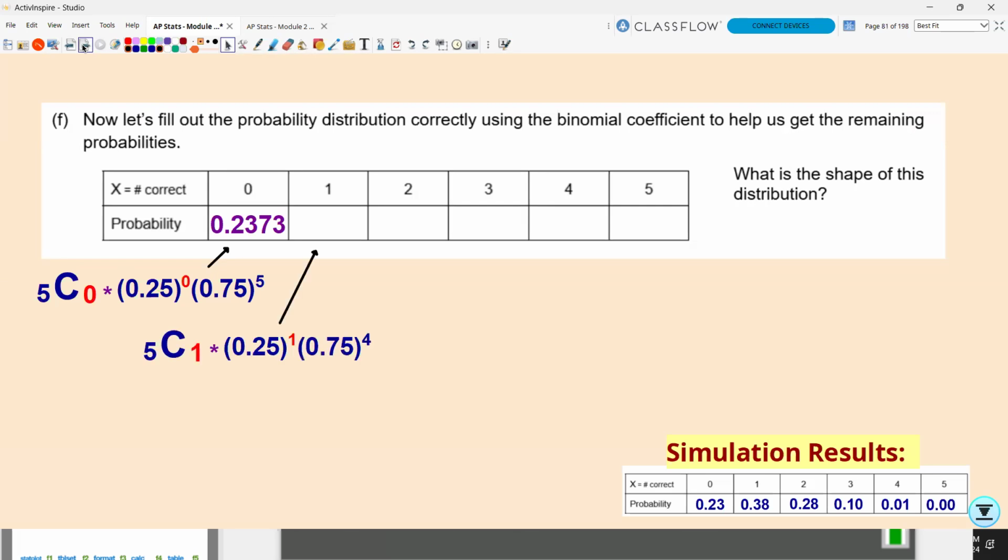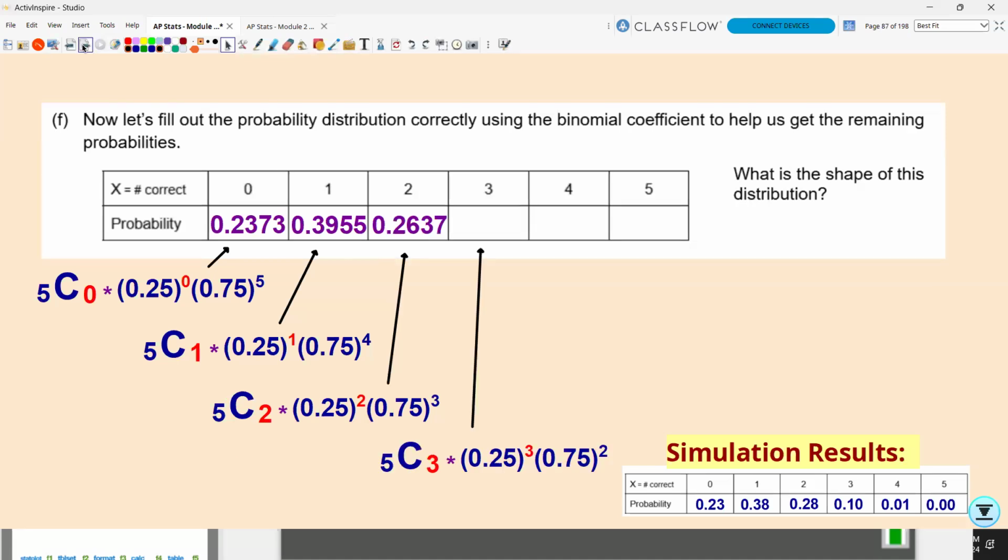Similarly, we can do the same thing through all the other ones, so I'll kind of breeze through those. 5 choose 1, 0.25 to the first power. There's one less of the incorrect questions, so that's going to be down to 4. That's about 39.55%. 5 choose 2, we just did that one. 5 choose 3 also has 10, so 10 is going to be your number up front. That's going to be about 8.79%.